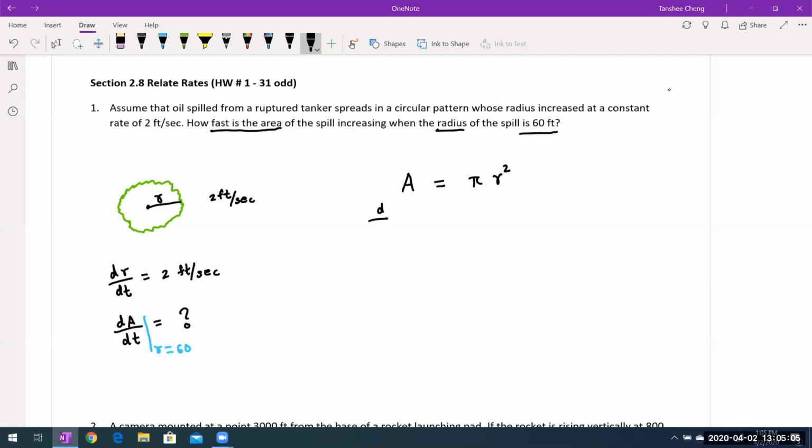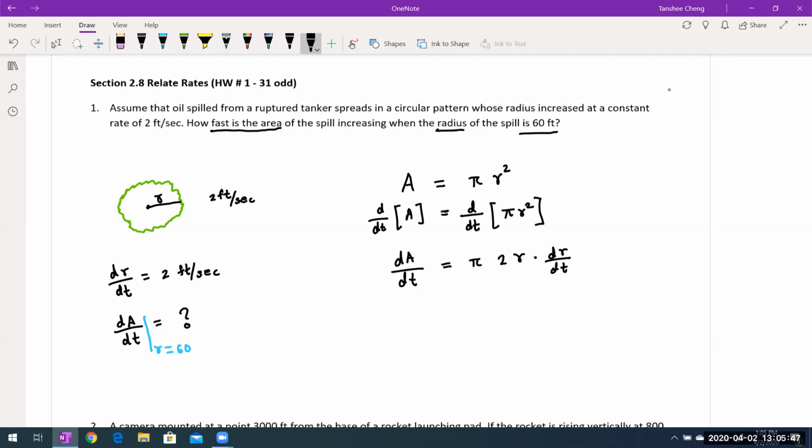So taking the derivative with respect to time of the area, which is pi r squared, this will give me the derivative with respect to time of the area equal to, since pi is a constant, I can basically take it out, and then taking the derivative of r squared gives me 2r. And remember, r is a function of time, so we need to use the chain rule, which is times dr dt.